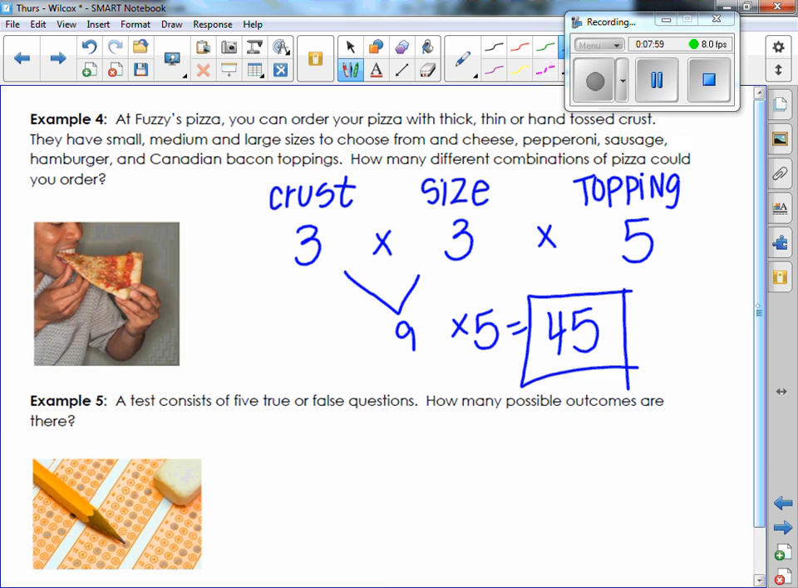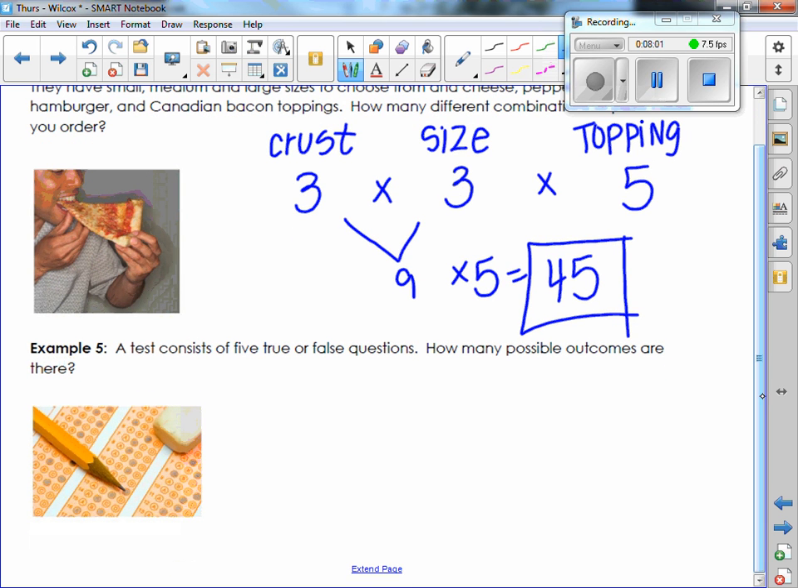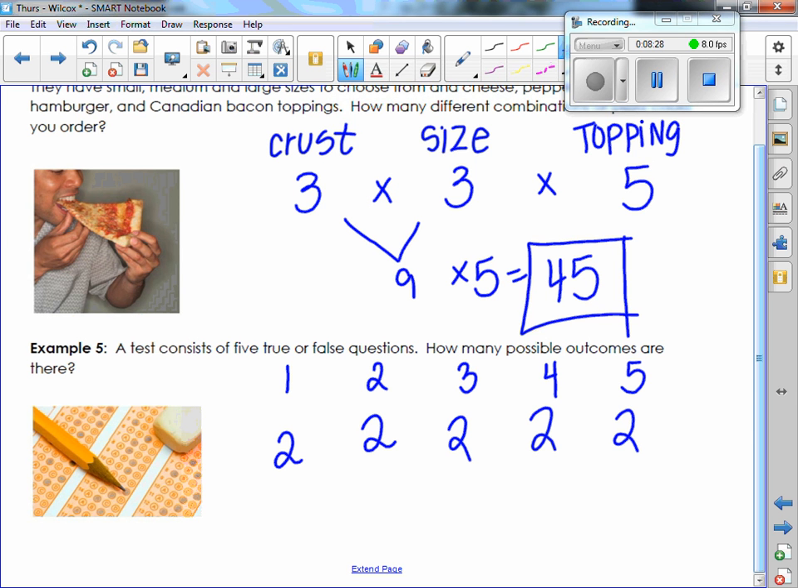Example 5. A test consists of 5 true or false questions. How many possible outcomes are there? So let's think. We have 5 questions. Question number 1, question number 2, question number 3, question number 4, and question number 5. Each problem is true or false. So each question has 2 answer choices, true or false, to pick from.